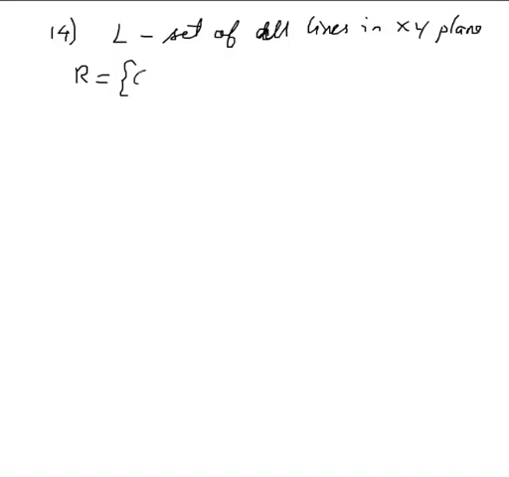Question 14. L is the set of all lines in XY plane and R be the relation in L defined as R = {(L1, L2) such that L1 is parallel to L2}. Show that R is an equivalence relation.